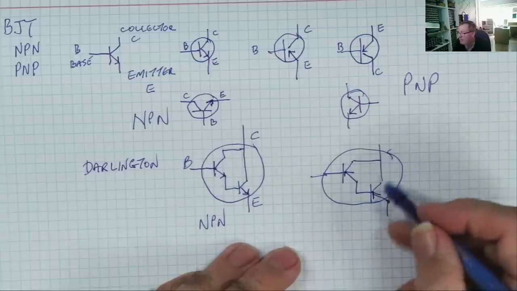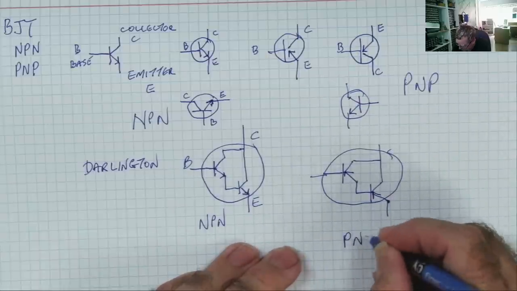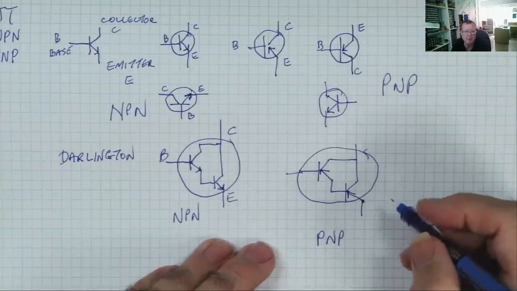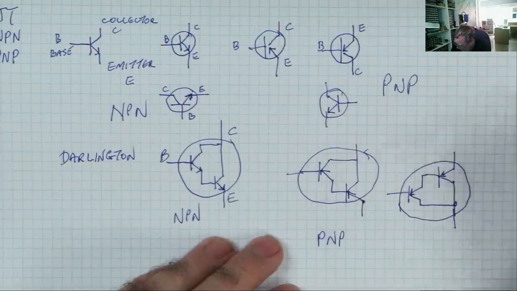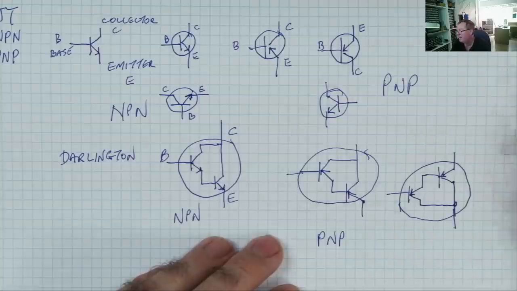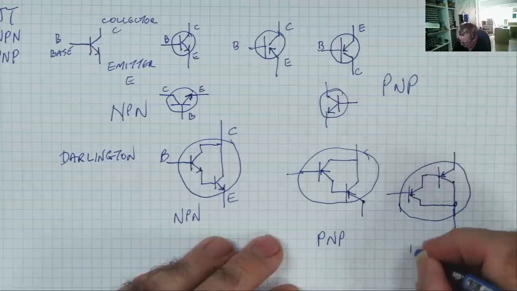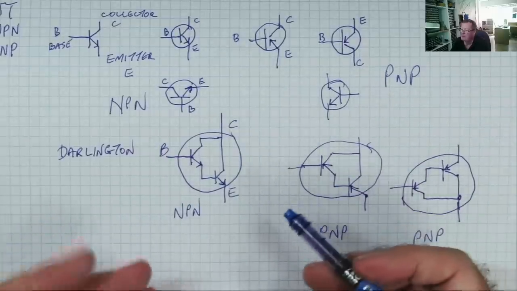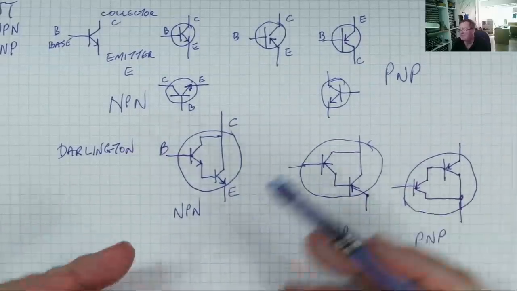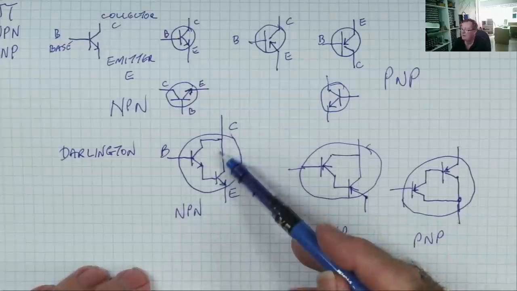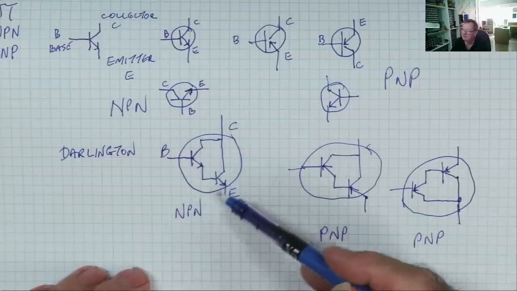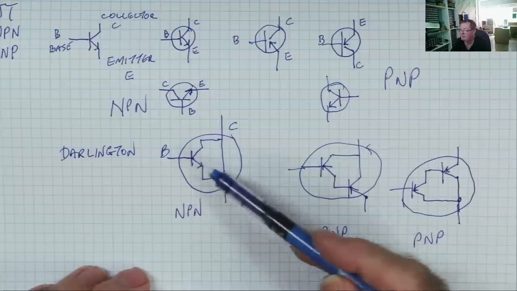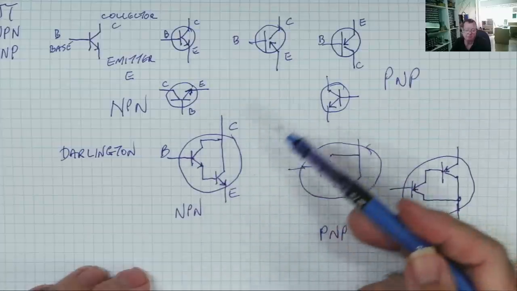And there we have a PNP Darlington transistor. Again, because of the design of the circuits, usually this is drawn the other way up, like so, but it's still a Darlington PNP. The idea of a Darlington transistor, by the way, is it effectively multiplies the gain of each transistor. So if this transistor has a gain of 100 and this has a gain of 100, the total current gain from the base to the collector is 100 times 100, or 10,000.